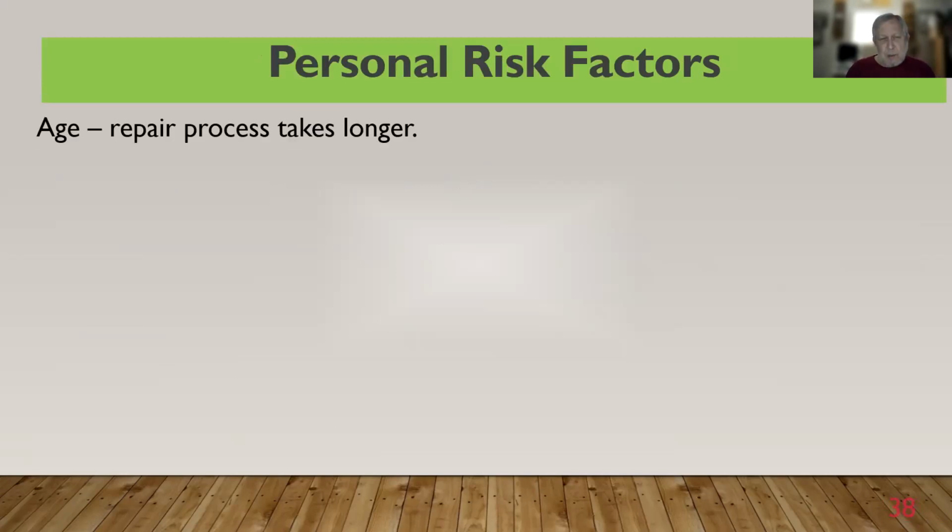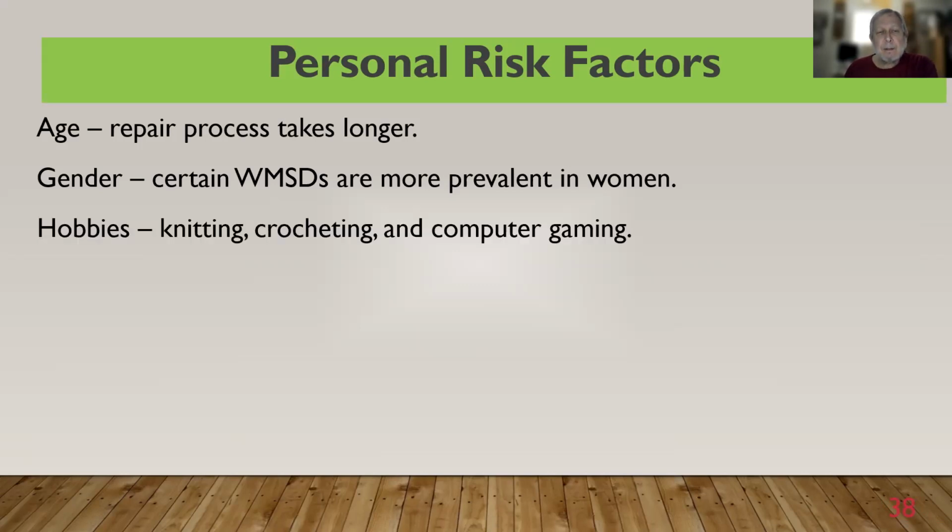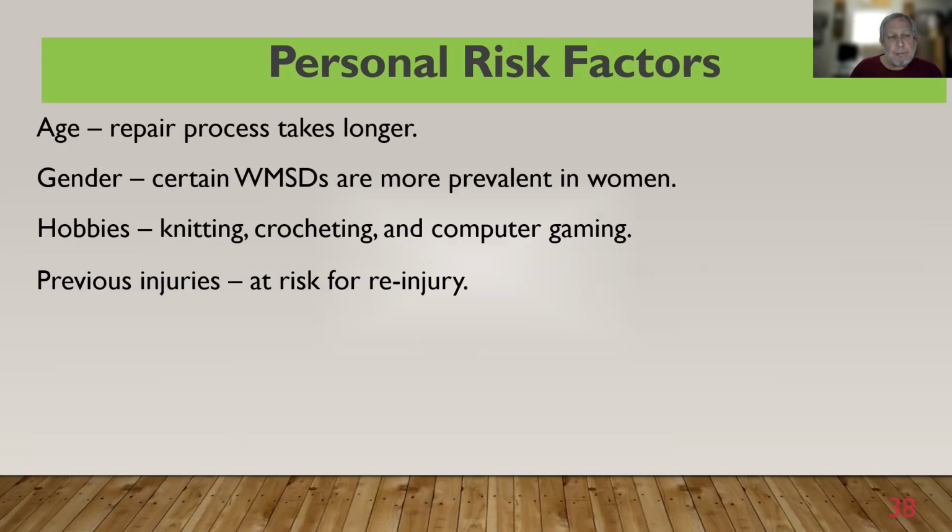Now, personal risk factors. We were talking about workplace risk factors, and now we're talking about personal risk factors. These contribute too. Age, because the repair process takes longer. Don't tell me that, I know. Gender: certain work-related musculoskeletal disorders are more prevalent in women. Hobbies: knitting, crocheting, and computer gaming. In those hobbies, you're using your hands a lot. And if you're doing the same thing on your job, it can make the risk factor way more prevalent because you're doing it at home too.